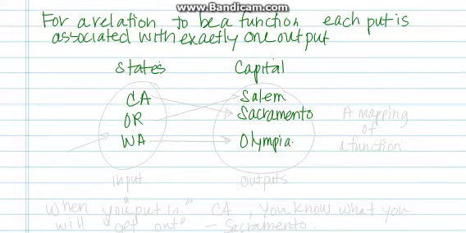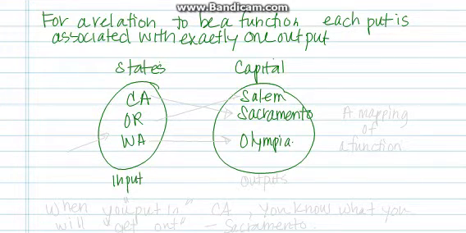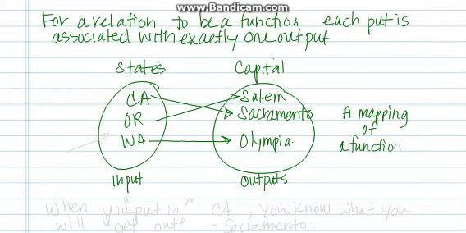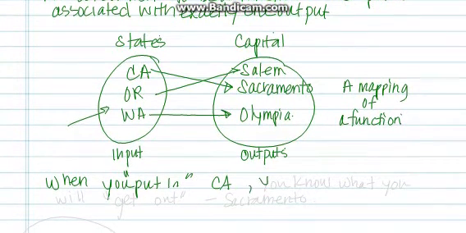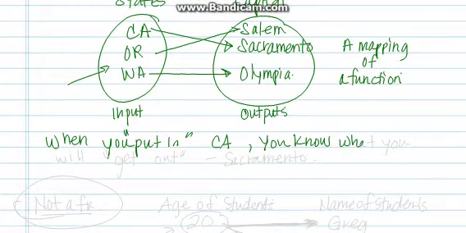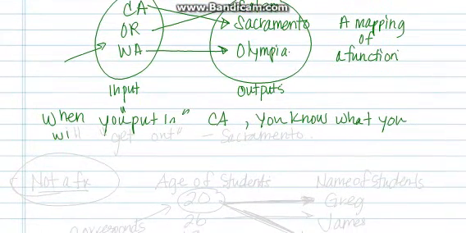Now previously we said we could talk about these relations as ordered pairs, but we could also do something called a mapping. And this is where we're representing our inputs in one circle and our outputs here. And to show where they're going, we say California goes to Sacramento, Oregon goes to Salem, and Washington goes to Olympia. This is a mapping. In particular, it's a mapping of a function, because you know that for each of these individual states, there is exactly one capital corresponding to it. So when you put in California, you know exactly what you're going to get out, which is Sacramento.